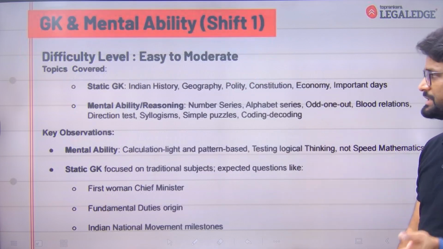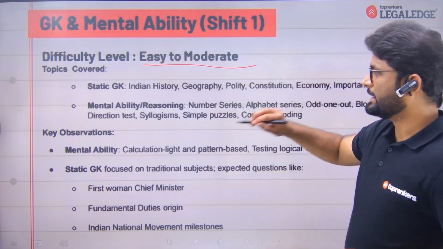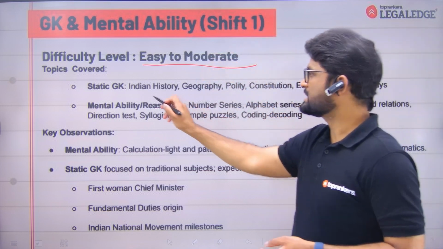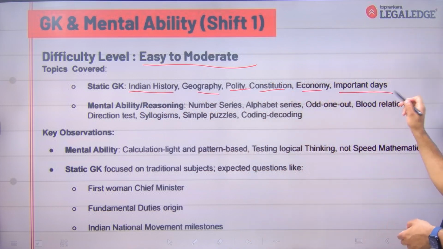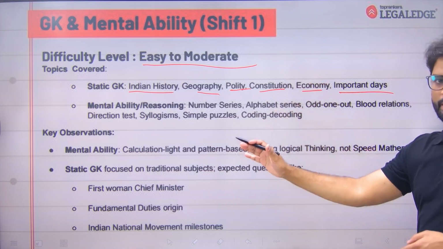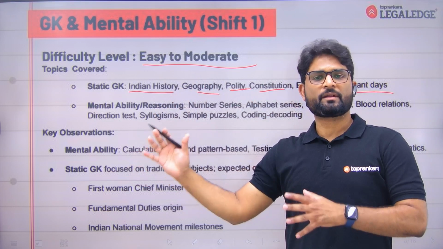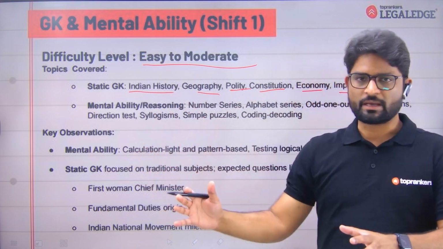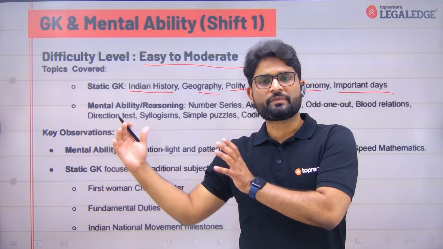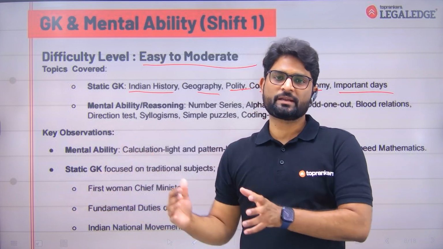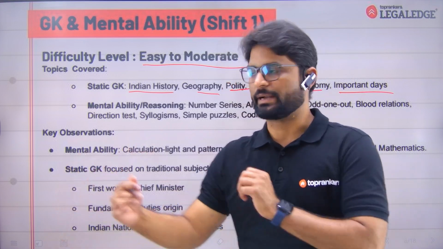Let's check the first section of the paper, which is GK and mental ability. It was overall easy to moderate. In the static GK part, the questions were asked from Indian history, geography, polity, constitution, economy, and important dates. Very predictable, very commonly asked topics. If you prepare for any national level competitive examination, these are the topics you prepare by default. These are the commonly known topics where static GK in India is technically prepared.